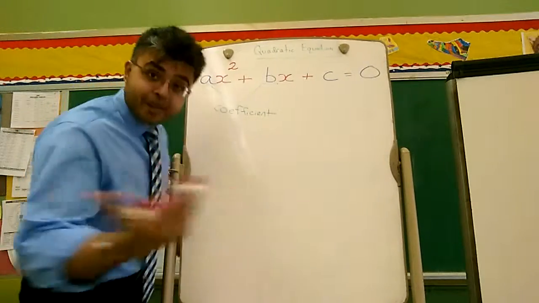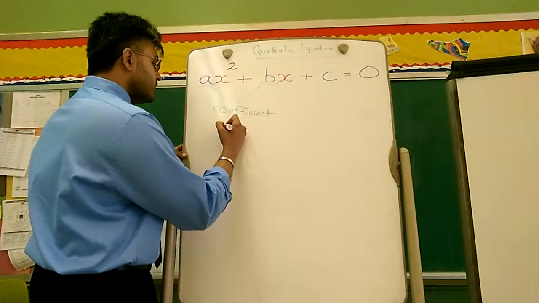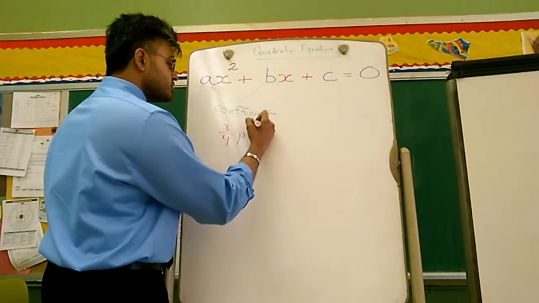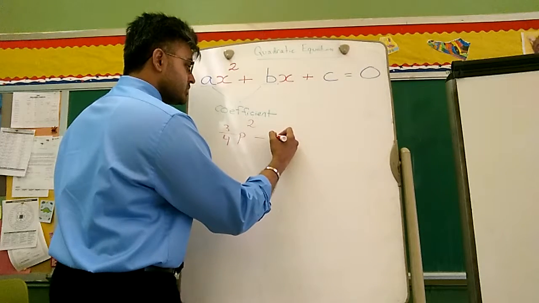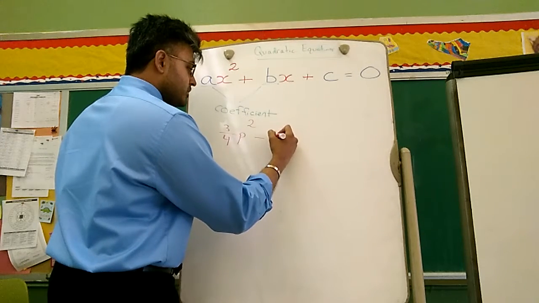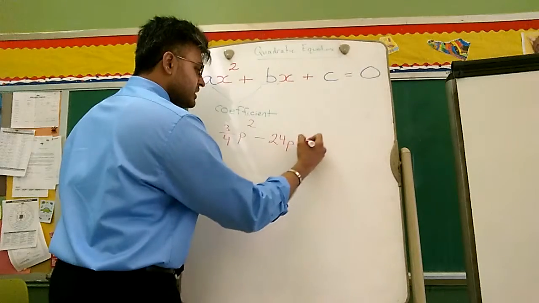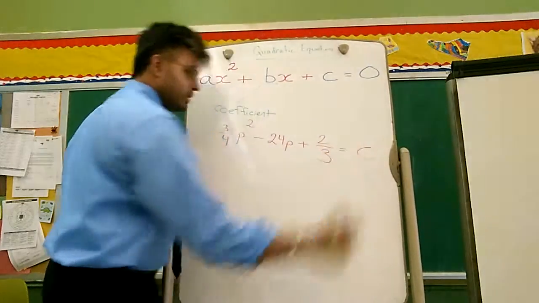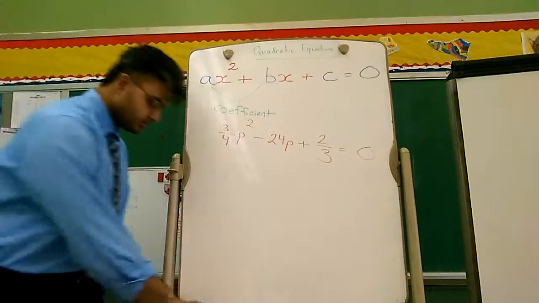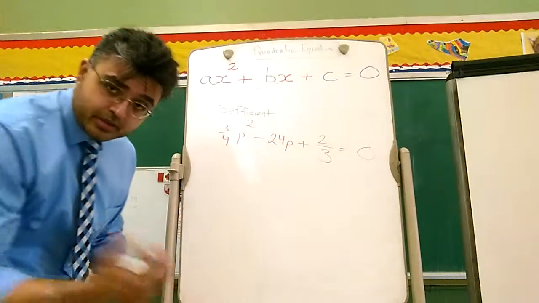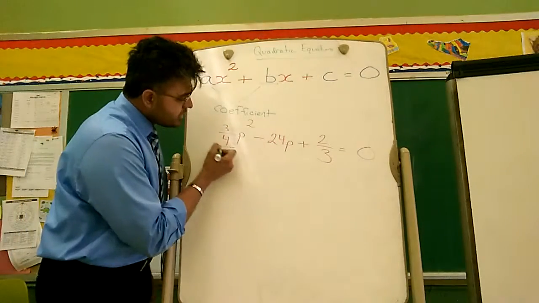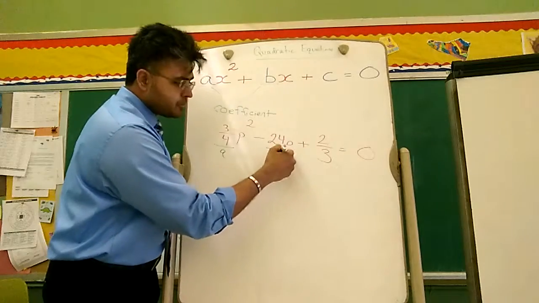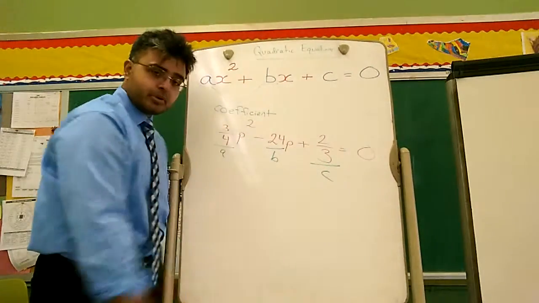Let's try fractions. Let's try, 3 over 4 p squared minus 24p plus 2 over 3 equals 0. Let's do the same thing. Let's find out A, B, and C. A has to be the number in front of p squared. B has to be the number in front of p. And C is just this number right over here.